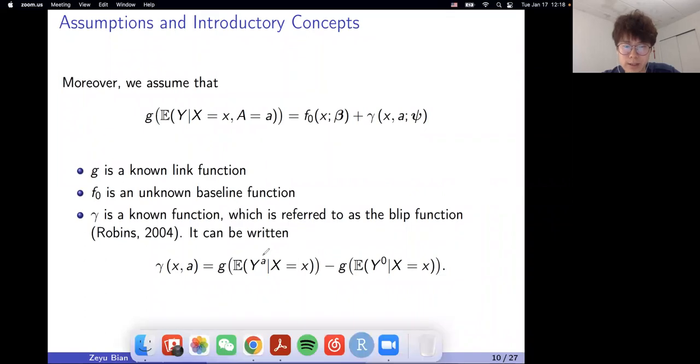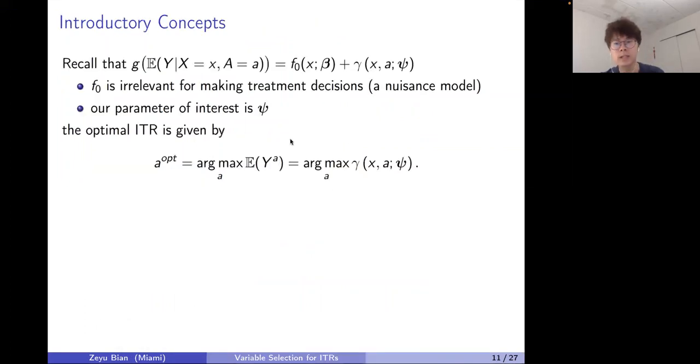So in the first term, we set the potential outcome as YA, and the second term here, we set it as the 0. So we are interested to compare the difference between those two. So recall that we have this relationship. So in this model, F0 is irrelevant for making treatment decisions. Hence, it's a nuisance model.